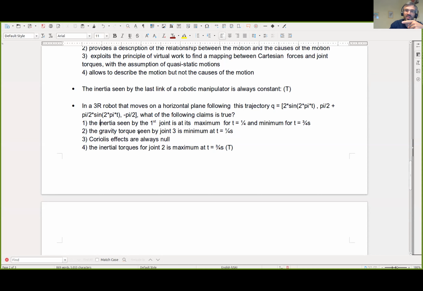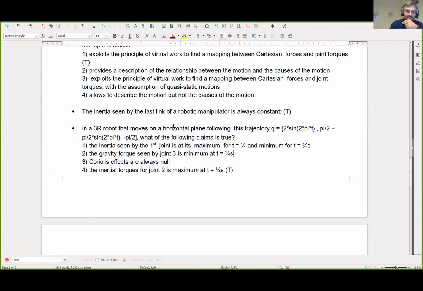It's maximum for t 1/4 and minimum for t 3/4 of a second. And this is of course wrong because it's the other way around. Whenever it's 1/4, the robot is completely folded and closer to the joint axis, so the inertia is minimum, not maximum, while it's maximum for t 3/4. So this is wrong. Gravity torque seen by joint 3 is minimum at t 1/4.